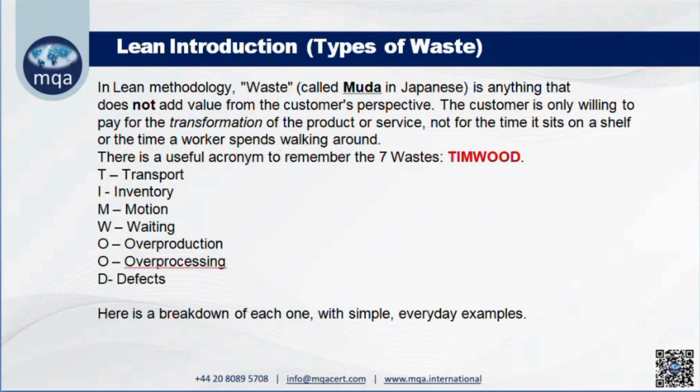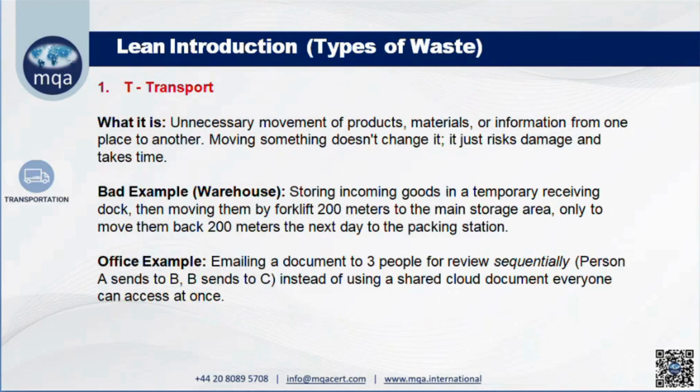So there are 7 ways we can remember as TIM WOOD: T for transport, inventory, motion, waiting, overproduction, overprocessing, and defects. So let us look at them one by one, each of these. Transport is unnecessary material movement of products, materials, or information from one place to another.